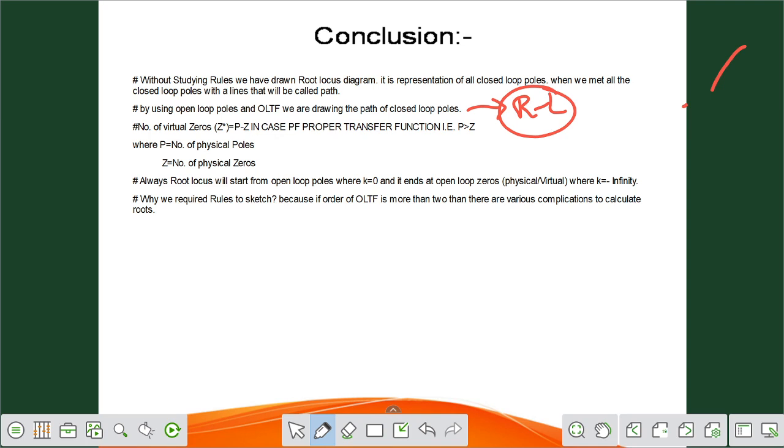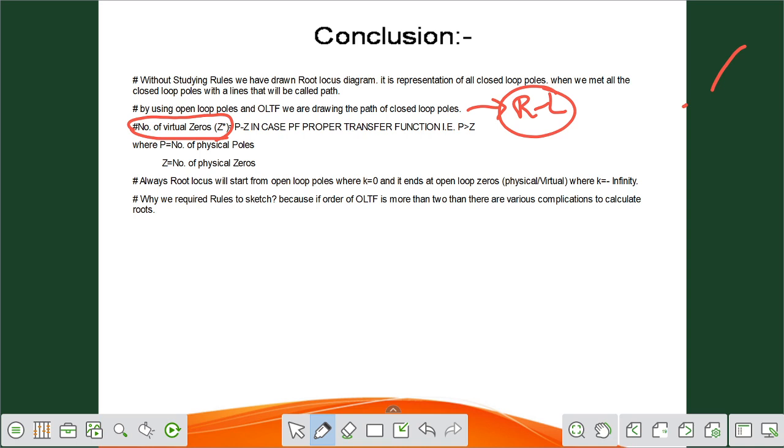But you can see here, I have already told you that the root locus diagram always starts from open loop poles and ends at open loop zeros, where the k value varies from 0 to infinity. So when the root locus diagram ends, it will end at an open loop zero. It can be a physical zero or a virtual zero. How can you identify which are virtual zeros? You can identify by Z star, which represents the number of virtual zeros.